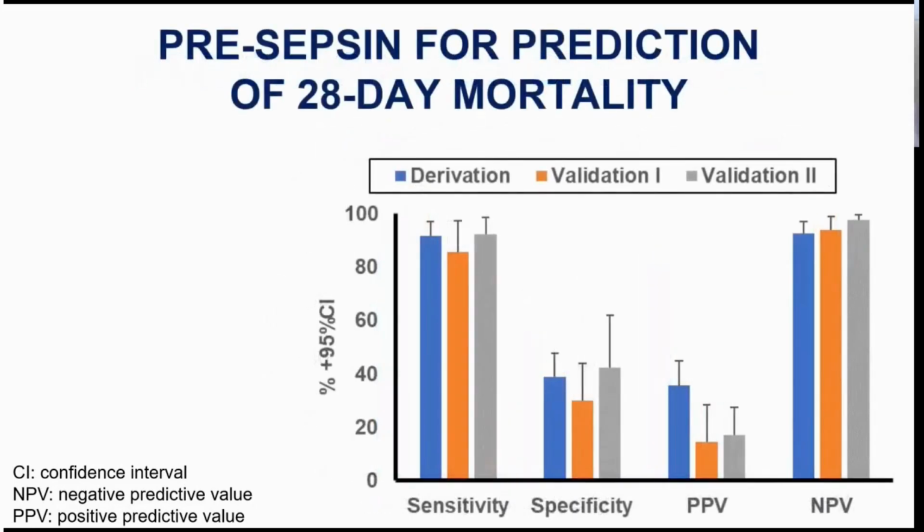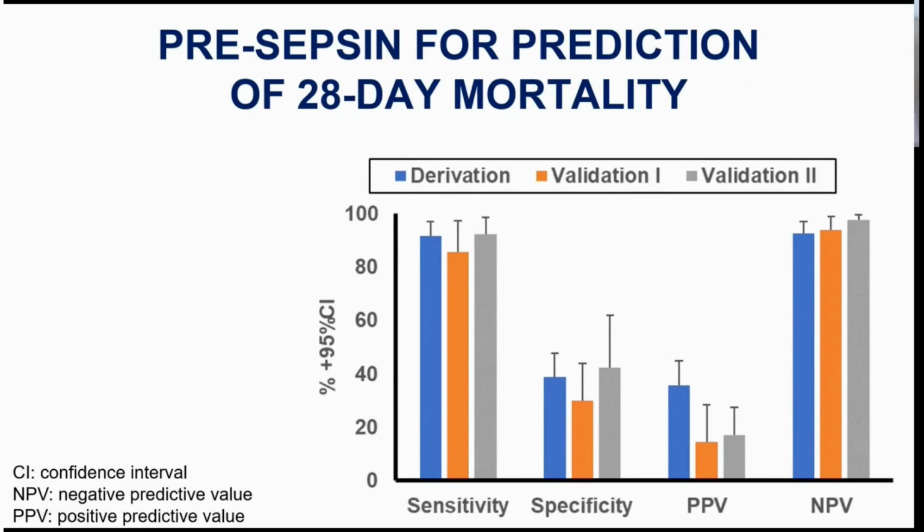Second question: we want presepsin to predict mortality. Oh, there we have something important. Sensitivity for death after 20 days is 90%, but negative predictive value is almost 100%. And somebody may tell me, negative predictive value? Why is this so important?